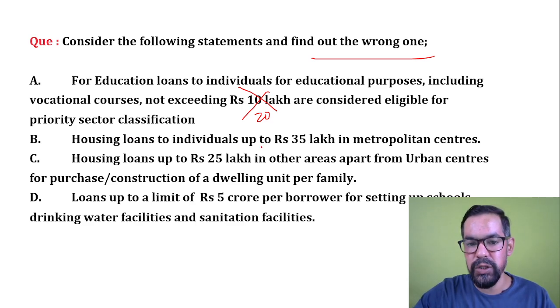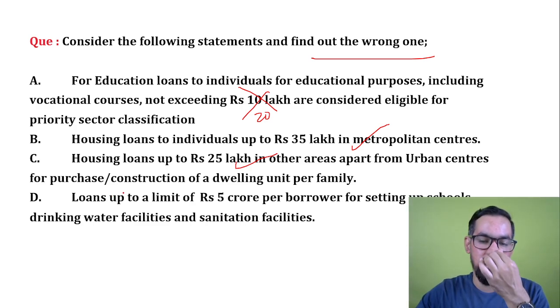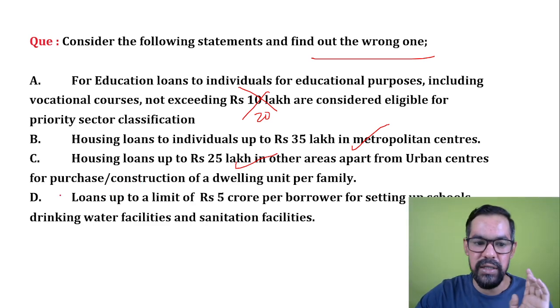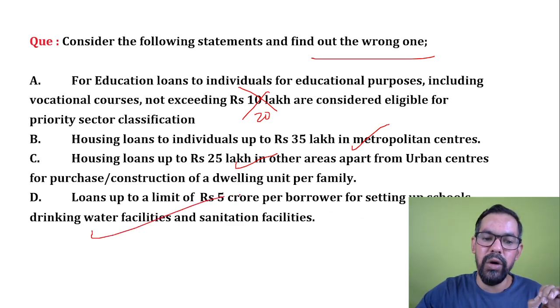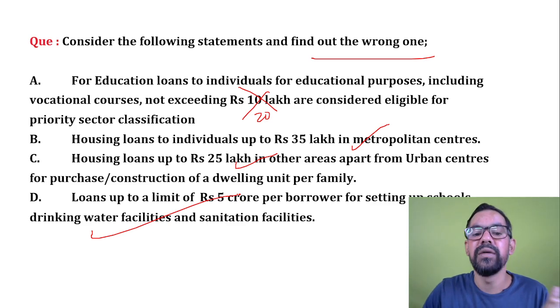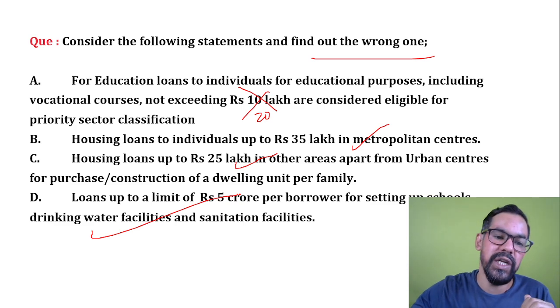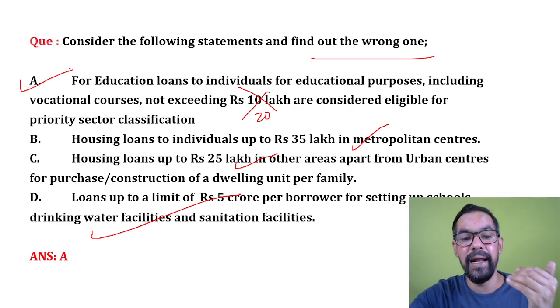Housing loan to an individual up to 35 lakh in metropolitan cities, which is correct. Housing loan 25 lakh in rural areas, again for urban centers, construction and purchase. This is correct. Loan up to 5 crore per borrower for setting up schools, drinking water facilities, sanitation, which is part of infrastructure development. This is also correct. So statement A is incorrect about PSL lending norms.